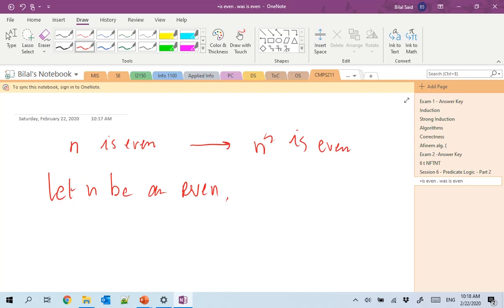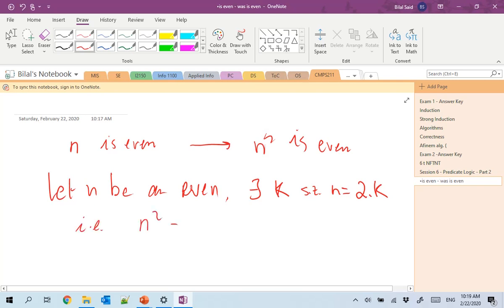So what does it mean that n is even? This means that there exists a certain number k such that n is equal to 2 times k. Do you agree on this definition? Okay. Well, in this case, this means that n squared is equal to (2k) squared, which is 4 times k squared. Okay. So this means that n squared is equal to 2 times 2k squared.